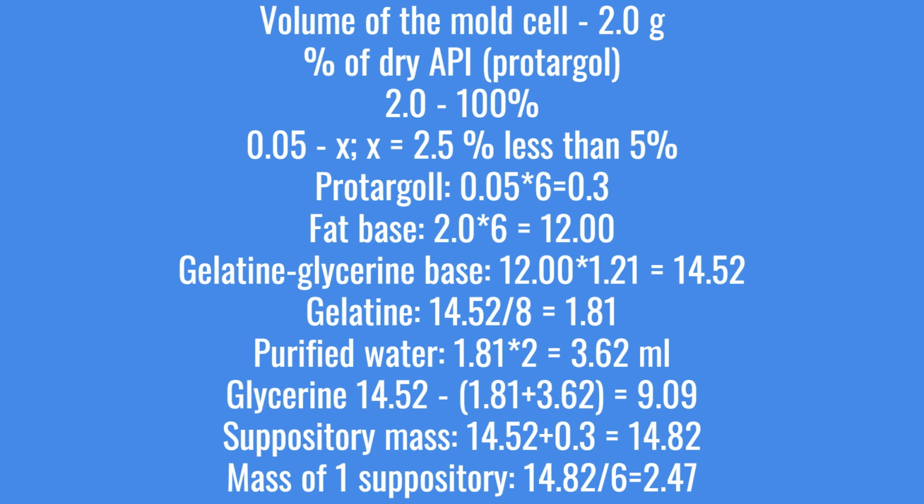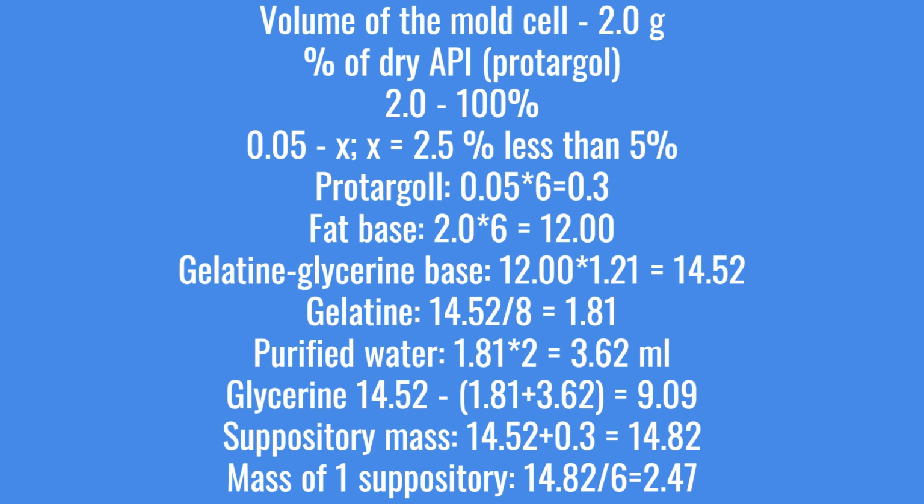On the reverse side of the written control passport, the pharmacist calculates the amount of active pharmaceutical ingredient and suppository base, based on the fact that the volume of the suppository mold cell is 2 grams for the fat base. Calculate the amount of protargol and also establish the percentage of its content in these suppositories. It's 2.5%. Then calculate the amount of the fat base.